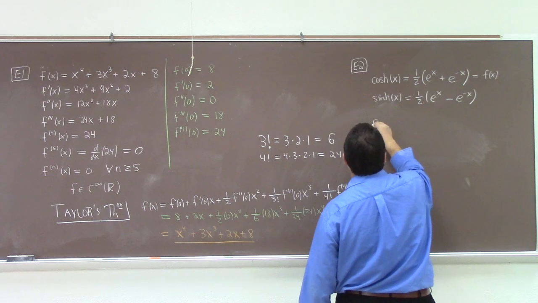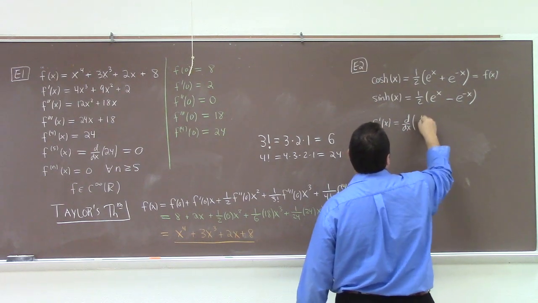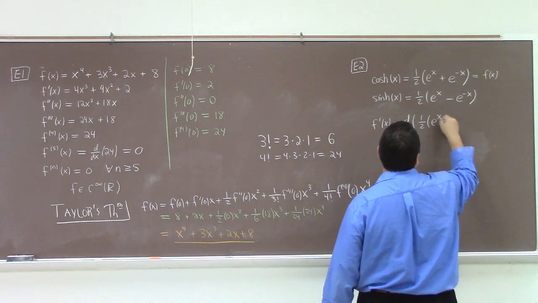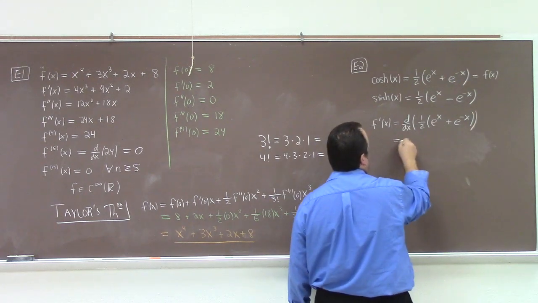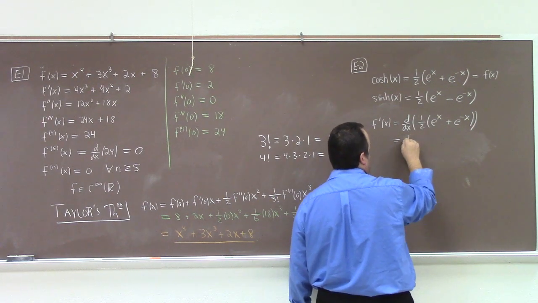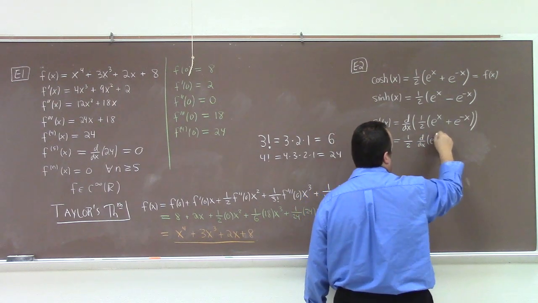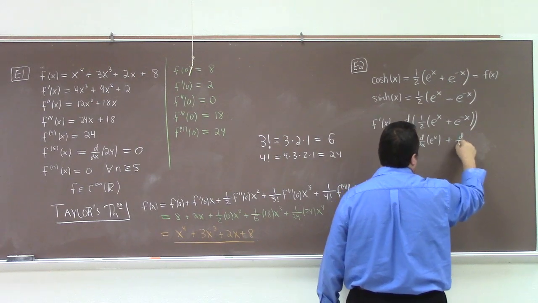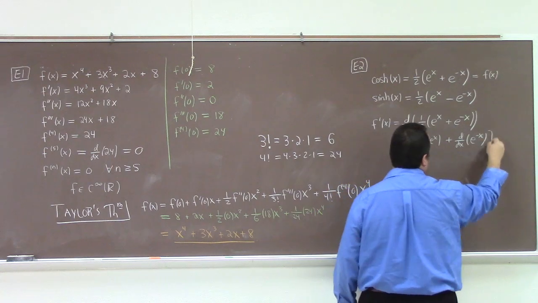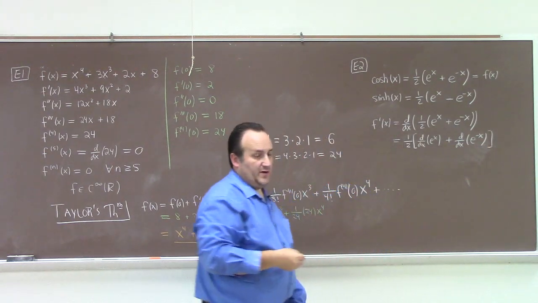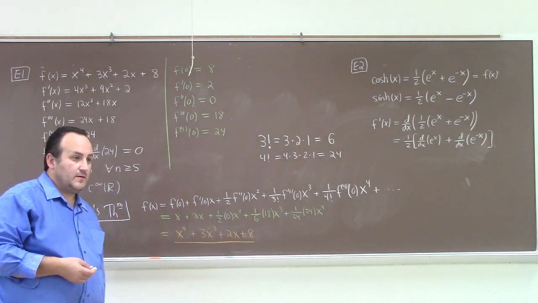So what's f prime of x? d/dx of 1/2 e to the x plus e to the minus x. So we pull out the 1/2, and we've got d/dx of e to the x plus d/dx of e to the minus x. The 1/2 has to distribute to both, right? Don't forget your parentheses there. Or you could write a half twice, right? I mean, it's up to you.